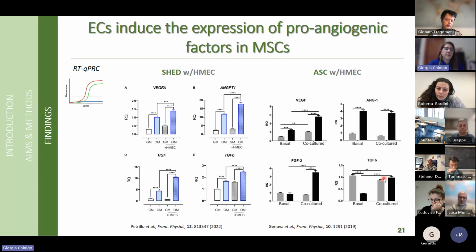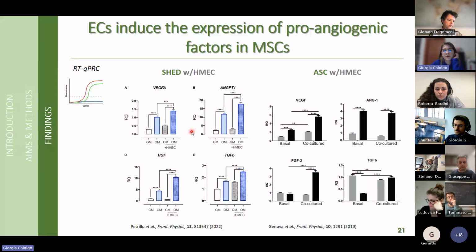Then, coming back to the coupling between osteogenesis and angiogenesis, what we checked was the expression of pro-angiogenic factors in mesenchymal stem cells, cultured alone or in the presence of HMEC. And as you can see from this real-time PCR quantification, we found that, of course, osteodifferentiating stem cells showed an upregulation of these pro-angiogenic factors in comparison with the undifferentiated stem cells.